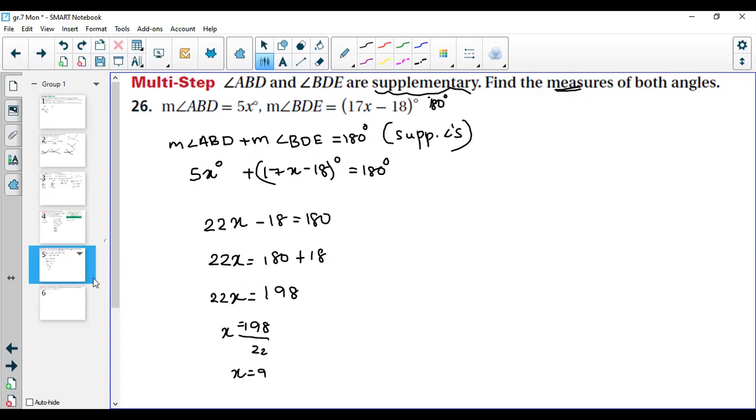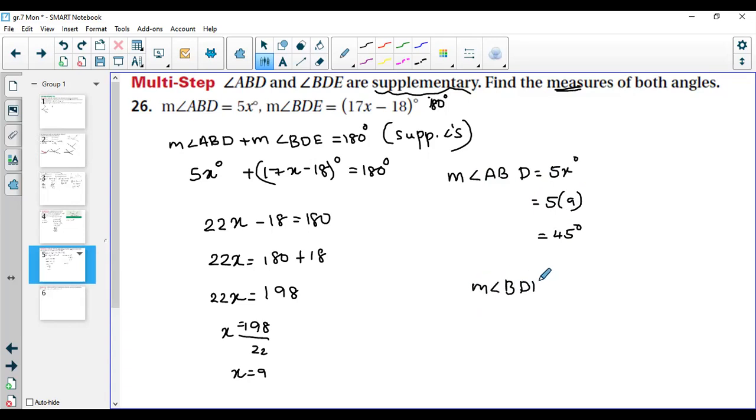Now we have found the value of x, we can find the value of all the angles. So let's find the value of angle ABD first. ABD they said is 5x, which means 5 multiplied by 9, which is going to give you 45 degrees. Now what about the measure of angle BDE?